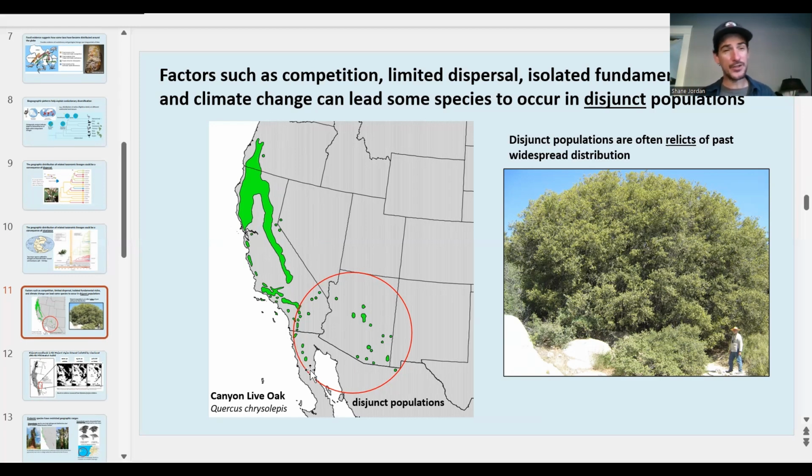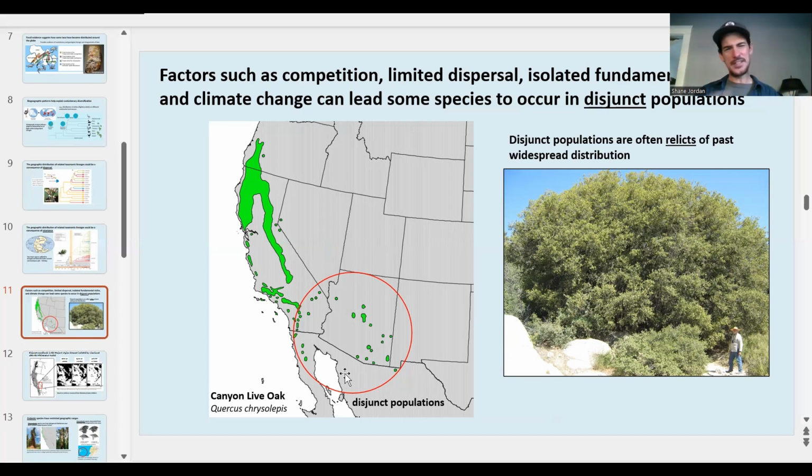But as the climate dried out following the end of the last ice age and also became warmer, these populations of canyon live oak could only really survive in certain spots where they had a fundamental ecological niche. And so we would call these disjuncts. And this is just one example of a disjunct species. There are many, many other species that have bizarre distributions where you might find an occurrence of them over here, and then hundreds and hundreds of miles away, you find an occurrence of them here, but they don't occur anywhere in between or anywhere else beyond there.